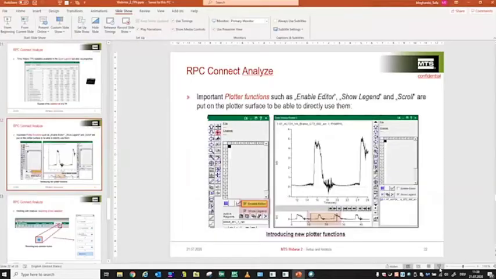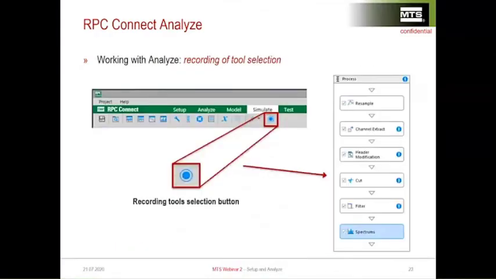Okay. Another thing which we changed in the analyze mode is the recording of tool selection. Most of our customers are using, let's say, the same steps to finalize their data for their durability run. So you get a recorded time history from another lab and you need to prepare it. And we have the option here to record the files and the tools you are using with the settings.